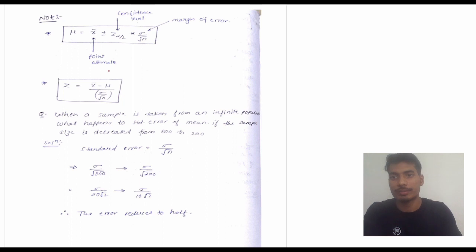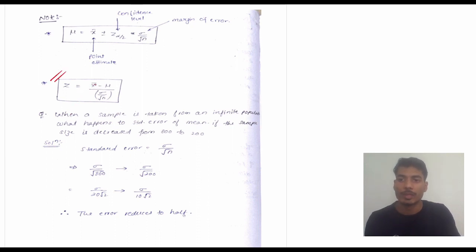Now see this equation. Mu equals, this is another formula for mu: x bar plus minus z alpha by 2 into sigma by root n. This x bar is known as the point estimate. See, plus minus z alpha by 2. Z alpha by 2 is known as the confidence level, and sigma by root n is known as the margin of error. And z equals x bar minus mu by sigma by root n. This formula you can remember.